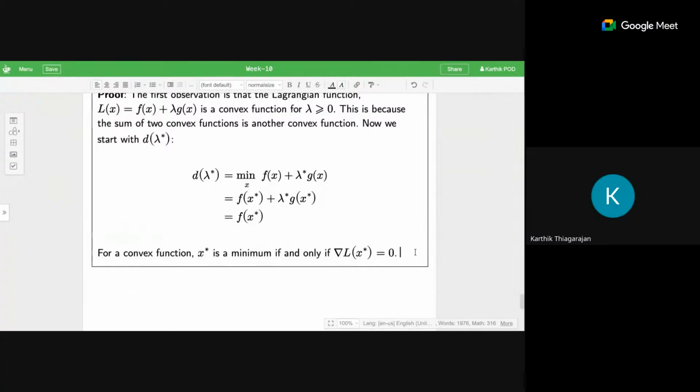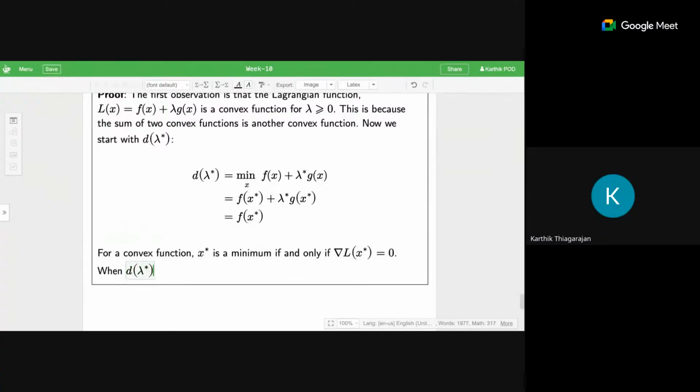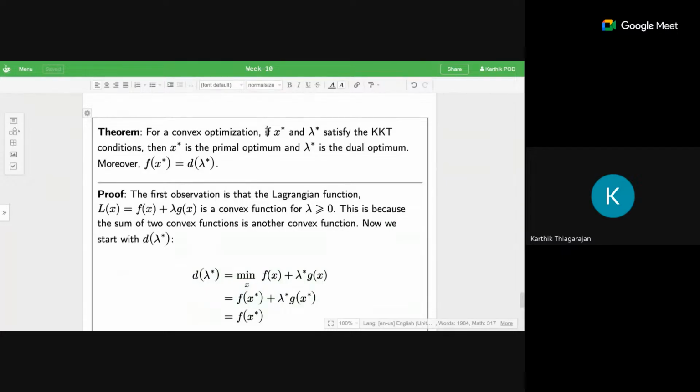So when d of lambda star equals f of x star, something happens. We say that this holds. What holds? Strong duality. Strong duality holds. Okay, so recall that the dual is always less than or equal to the primal. And when you have a convex optimization problem, if you have x star and lambda star satisfying the KKT conditions, then they are the optimal values for the primal and the dual, and strong duality holds.